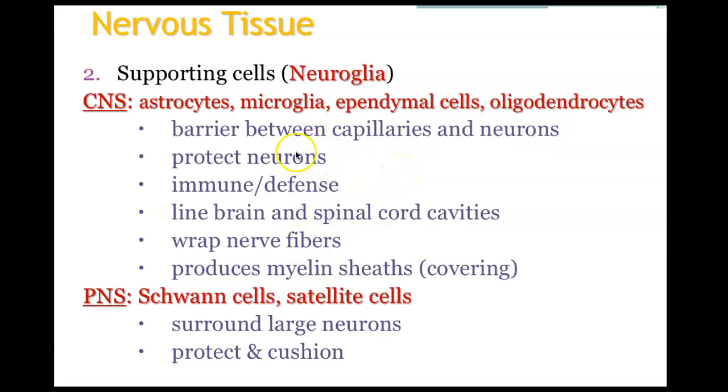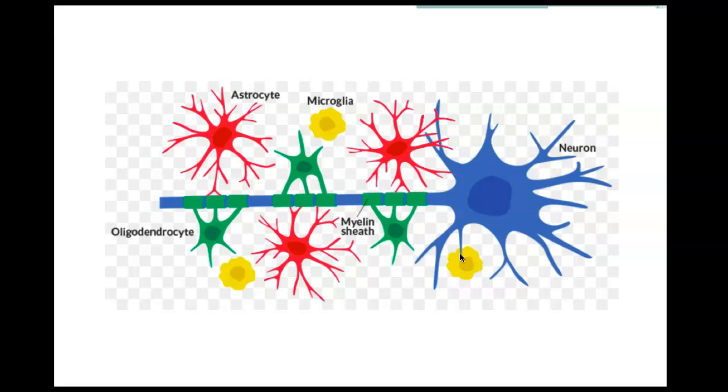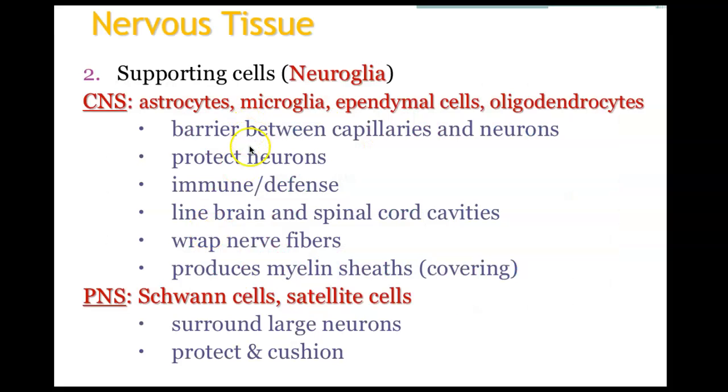There's just like the support: barrier between capillaries and neurons, protect, immune and defense, line the brain and spinal cord cavities, wrap nerve fibers, produces myelin sheath. So these are the cells that are going to produce the myelin sheath. And then in the peripheral nervous system, you have Schwann cells like we just talked about before, and then satellite cells, and these are going to surround the neurons and they're going to protect and cushion. I didn't want to get too far into all of these different neuroglia cells. I feel like just knowing about the Schwann cells and the myelin sheath is enough for now. But just so you know, you have cells that are surrounding the neurons that are going to do all of these things: barrier, immune, protection, and stuff like that.